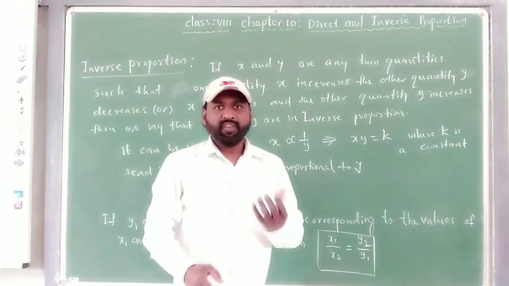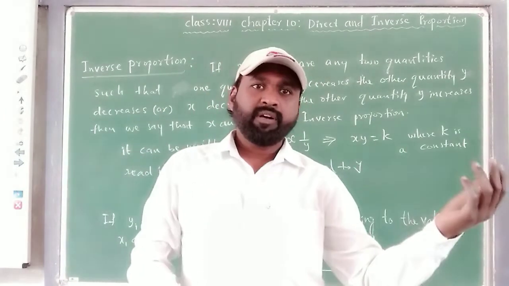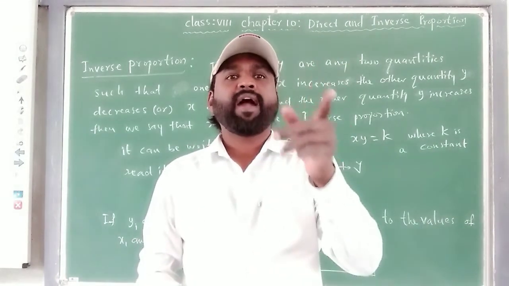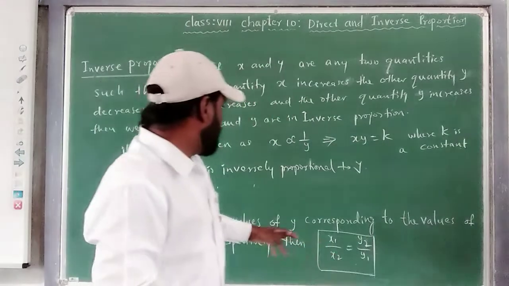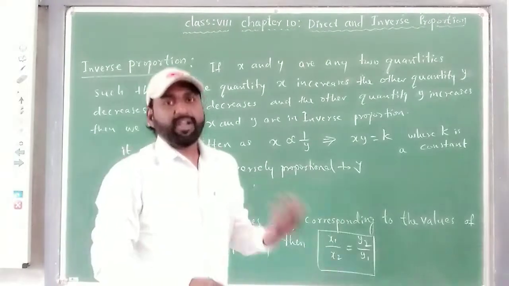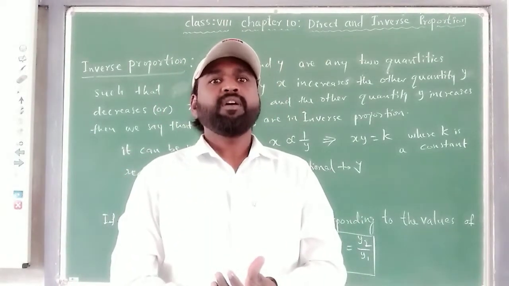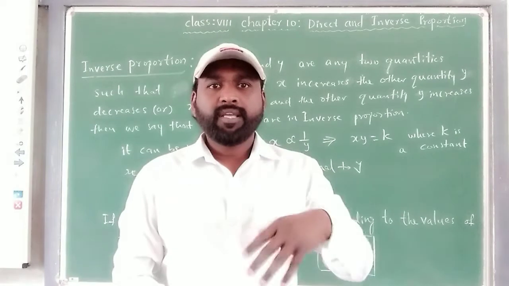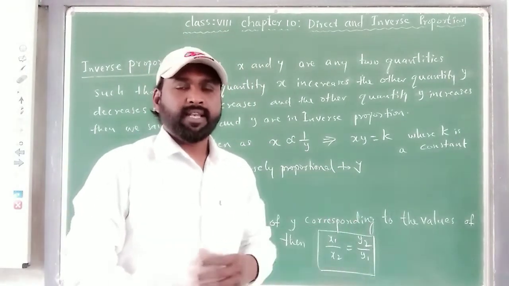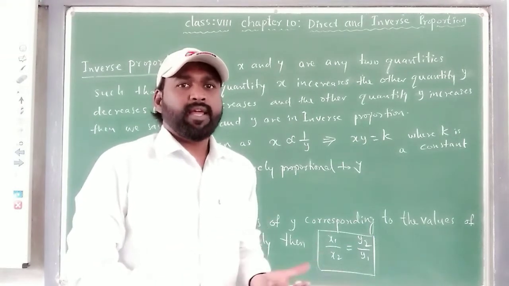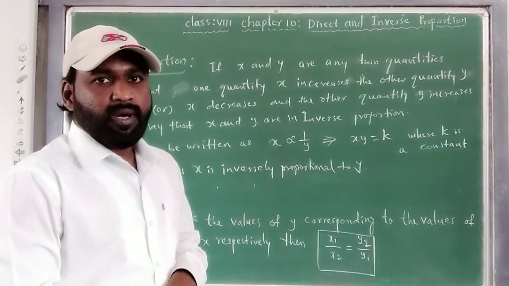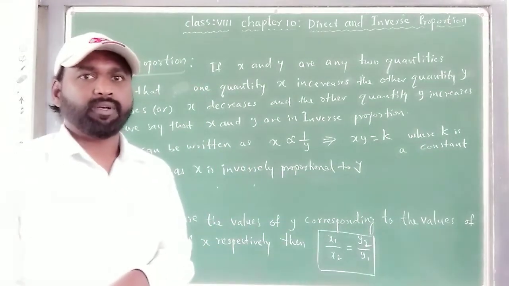If x is directly proportional to y, what we have discussed previously, x1 by x2 is equal to y1 by y2. But here, in inverse proportion, x1 by x2 is equal to y2 by y1. So these things you have to remember in order to solve the problems of the coming exercise. Let's see some problems to understand more clearly about direct proportion and inverse proportion. In exercise 10.1, let's see some questions.